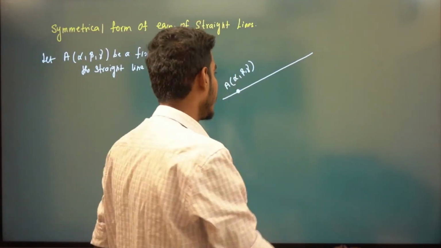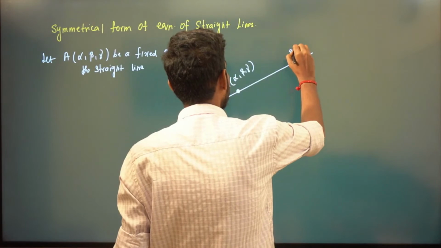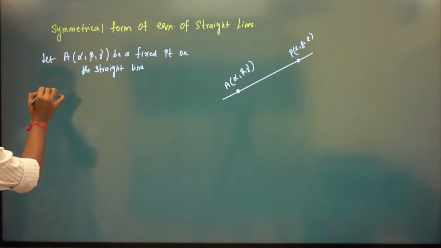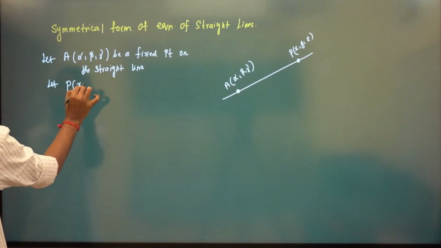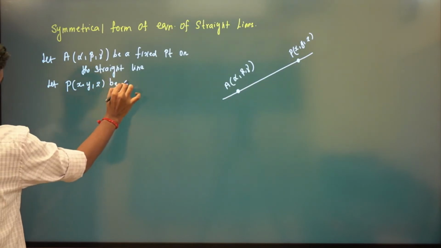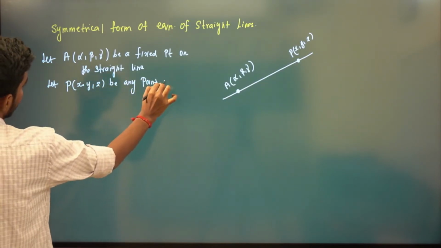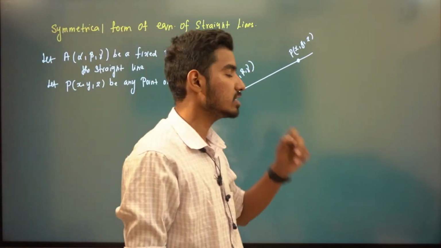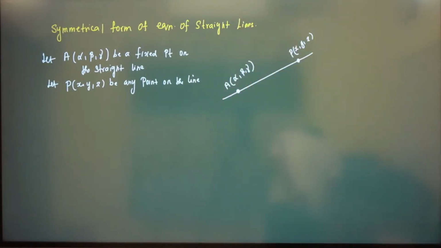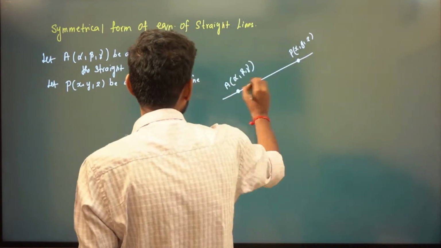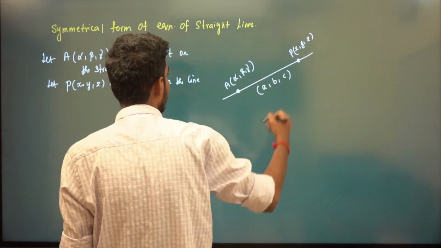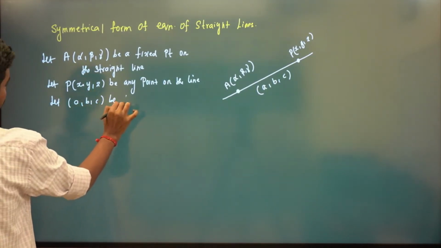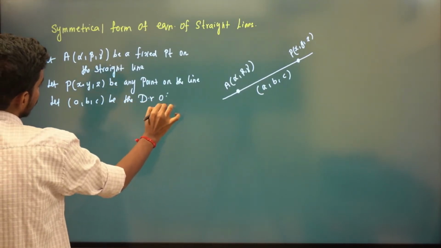Let us take an arbitrary point, and call it x comma y comma z. So let P of x comma y comma z be any point on the line. We have a fixed point and an arbitrary point P, which is x comma y comma z, on that line. Let a comma b comma c be the direction ratio of the line.